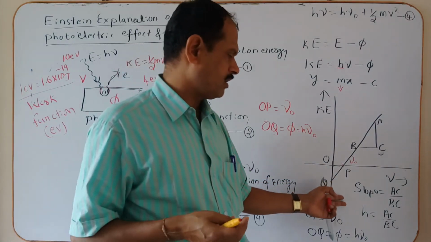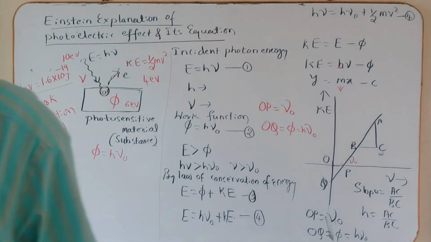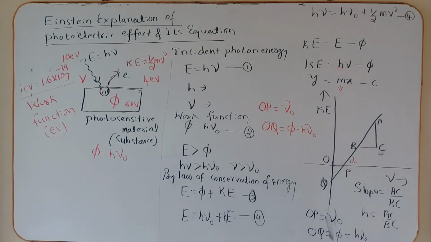You can easily draw the graph here. You get the threshold frequency and work function. The value of the slope is said to be the Planck constant. It is found with the help of the graph of kinetic energy versus frequency.